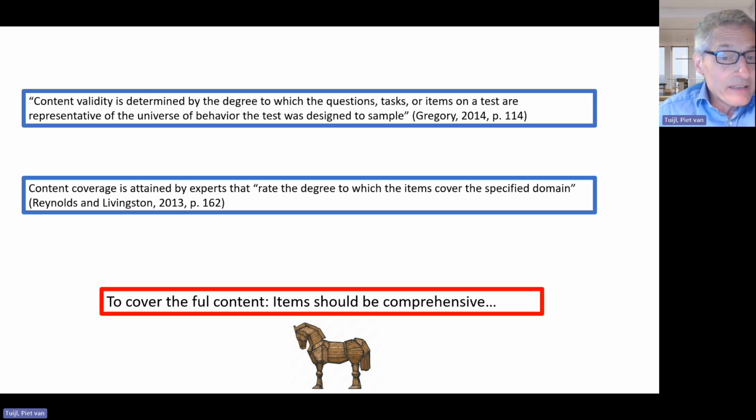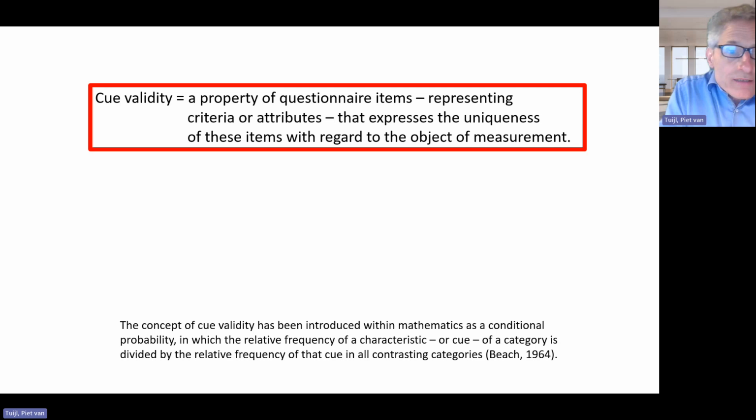And in general, we see that to cover the full content, or so the thinking goes, items should be as comprehensive as possible. They should cover the whole concept. But we counter that proposition with Q validity. And what is Q validity? Q validity is a property of questionnaire items that express the uniqueness of these items with regard to the object of measurement. So the fact that everything else became irrelevant when one could have sex is not unique to sex addiction. And that's why it is content valid, but it's not Q valid.